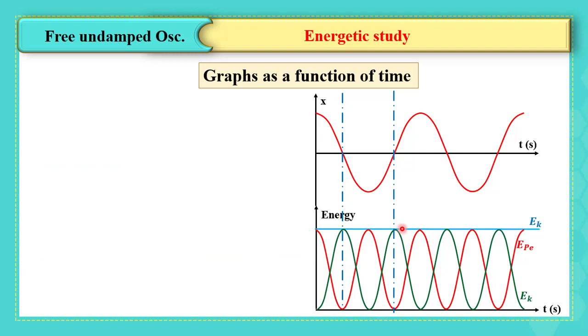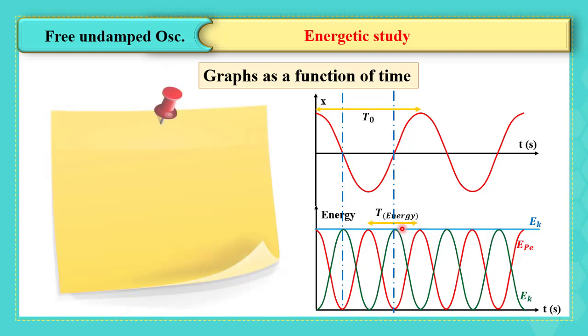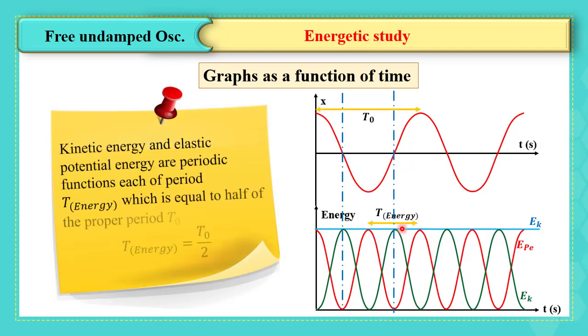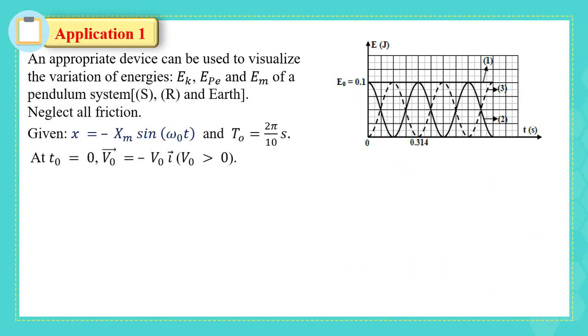Note that kinetic energy and elastic potential energy are periodic, and it's obvious from this graph. This period T energy is equal to half of the proper period T0 of the x function. Let's end with an application. An appropriate device can be used to visualize the variation of energies, the kinetic, elastic potential, and the mechanical energy of a pendulum system S, R, and Earth.